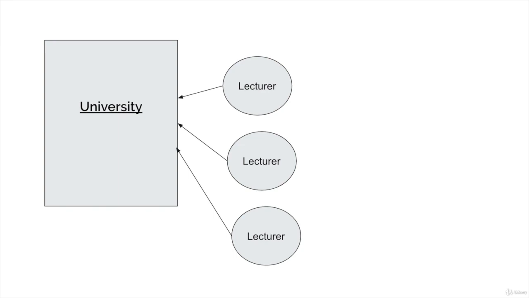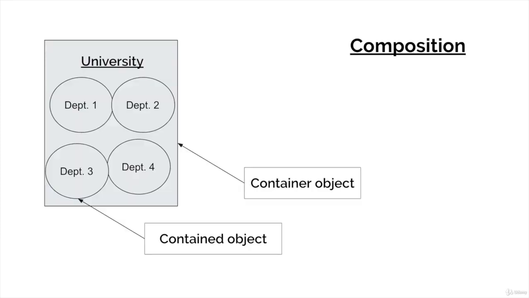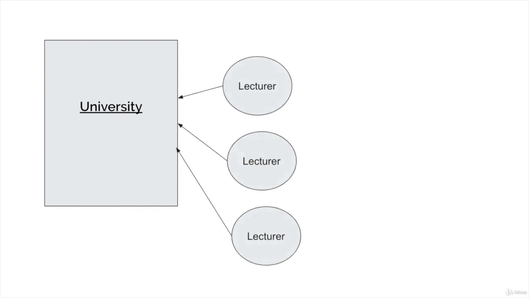If they are teaching at one university today and it shuts down, they can go to some other university and teach. But this was not the case with the university and department. For a department to exist, the university had to exist. So over here that is not the case. If the university is destroyed, the lecturer can go to some other university and give lectures. So we can say from this example that lecturer and university are weakly associated, and this type of weak association is known as aggregation.